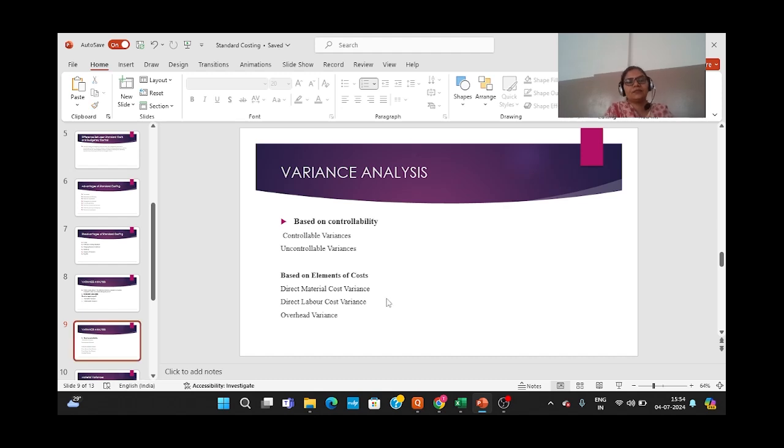Next is based on elements of cost. As we have already studied, there are three elements of cost: direct material cost, direct labor cost, and overhead. So in that case, we have three kinds of variances, that is material cost variance, labor cost variance, and overhead variance. Now we will study these kinds of variances one by one.